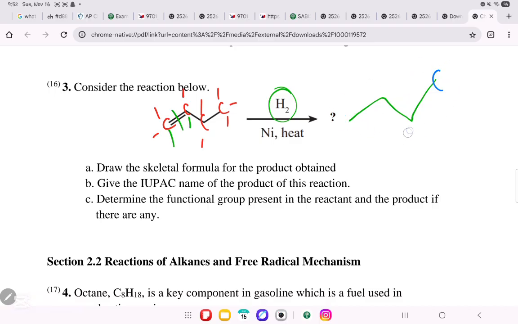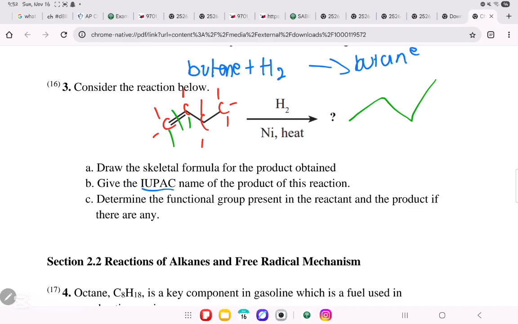So this is what? The hydrogenation of butene. What happened to butene? We added H2 to it, and what did it give us? It gave us butane. Now what is the IUPAC name? They want the universal name, so this is gonna be what? This is gonna be butane.